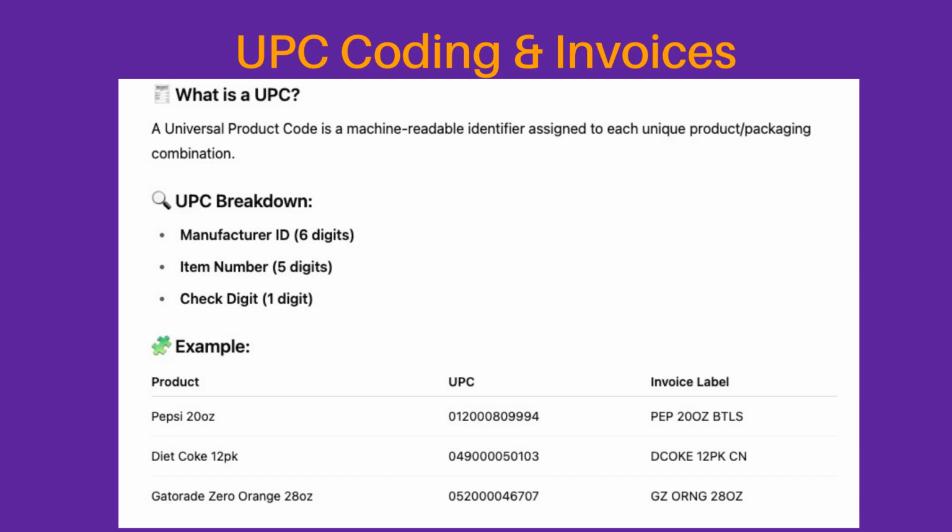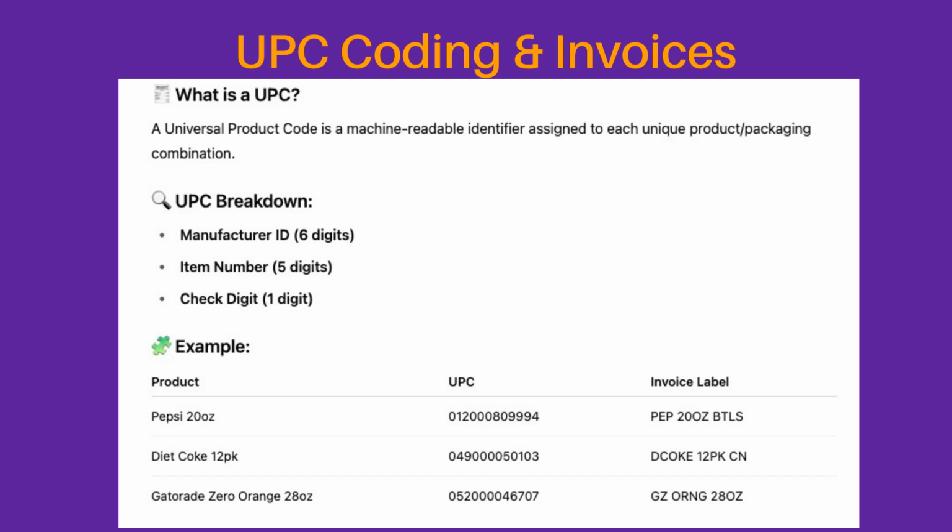For example, a 20-ounce bottle of regular Pepsi has a completely different UPC than a 12-pack of Diet Pepsi cans. If the wrong UPC is listed on an invoice, the store might be charged for something it didn't order, or the system might not recognize the product at all.